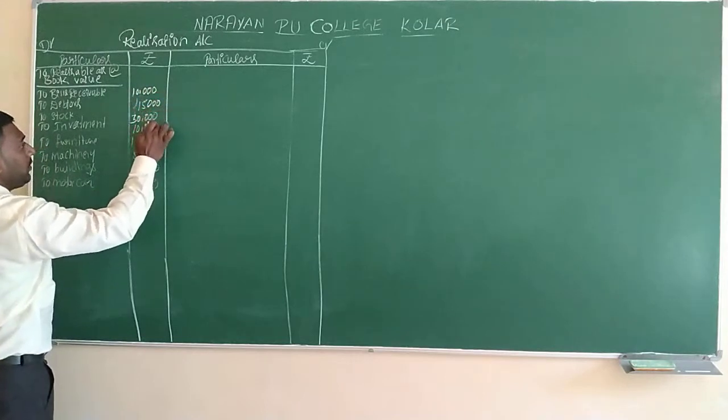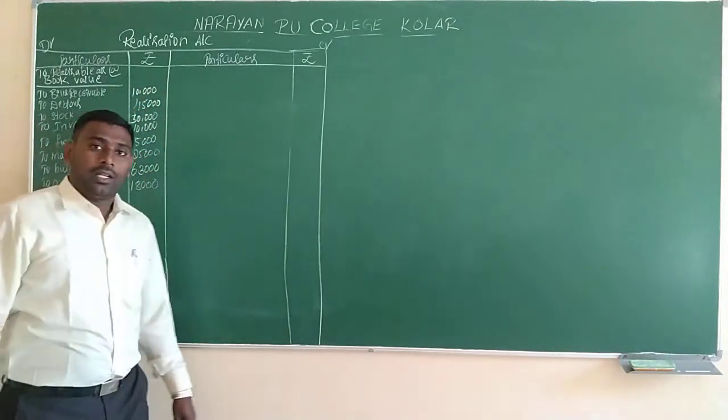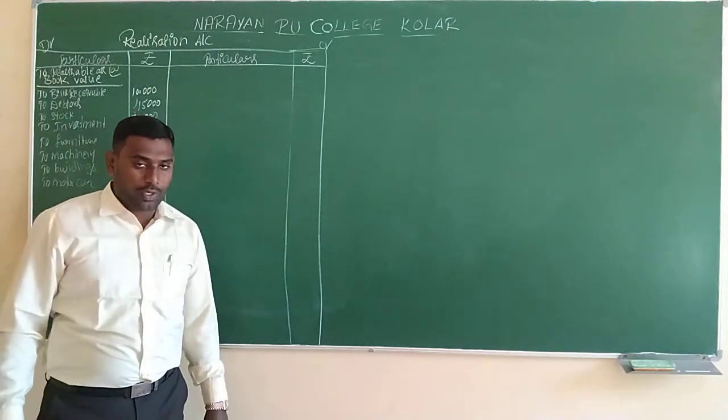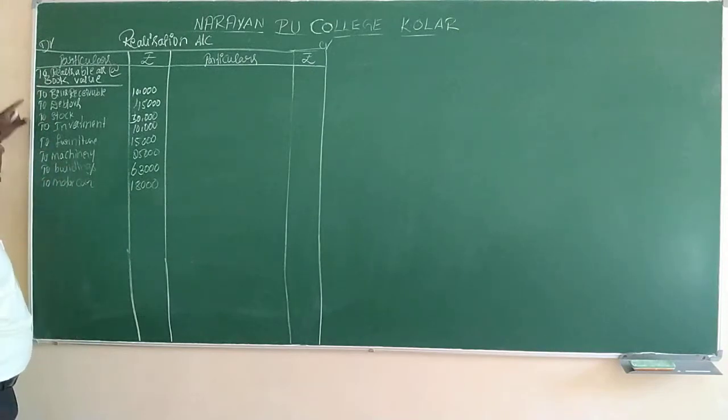One, two, three, four, five, six, seven, eight. Eight assets are there. The original values of the 8 assets we have to record. These assets are ready to sale. This will be recorded under step number 1. Now step number 2.